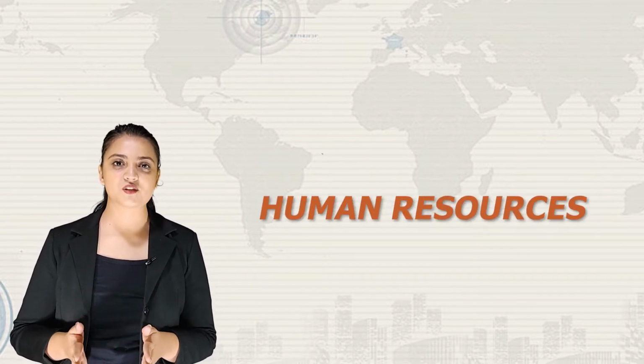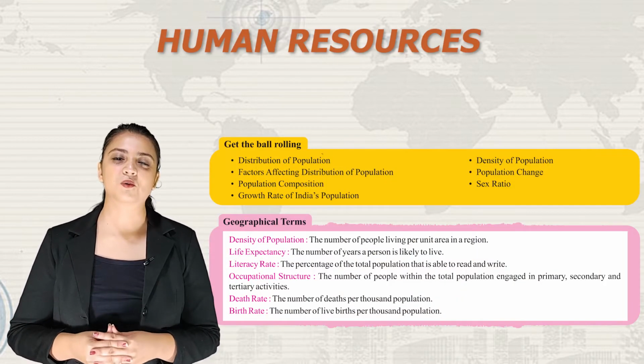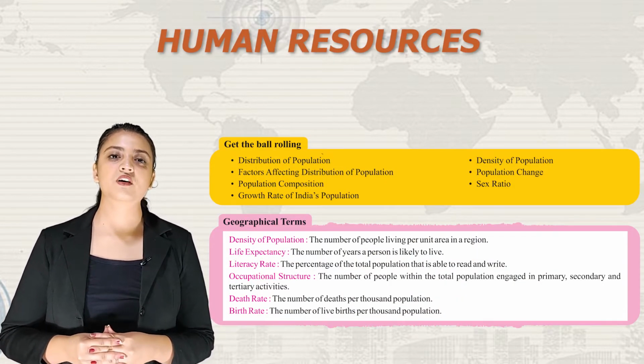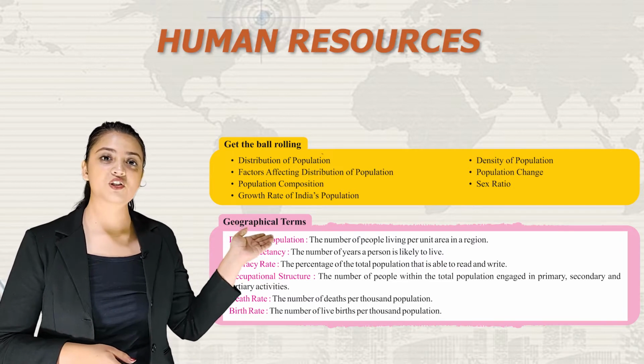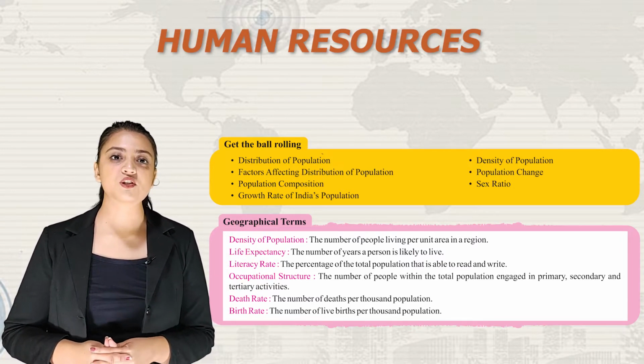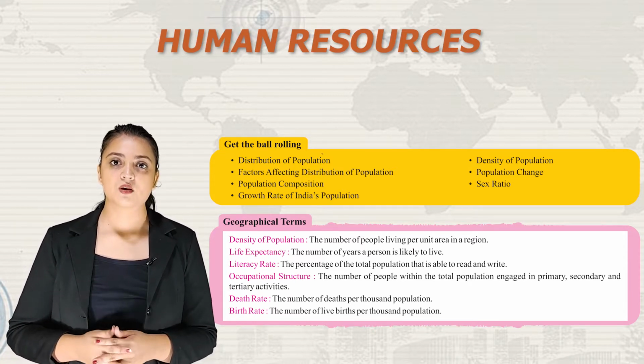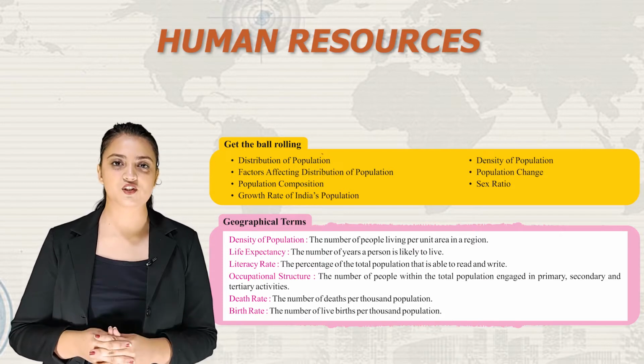I'm Nancy Bora, your digital mentor, and today we will be starting with Unit 3 Human Resources, Chapter 6 Human Resources. So let's get the ball rolling. Today we are going to learn about distribution of population, factors affecting distribution of population, population composition, growth rate of India's population, density of population, population change, and sex ratio.